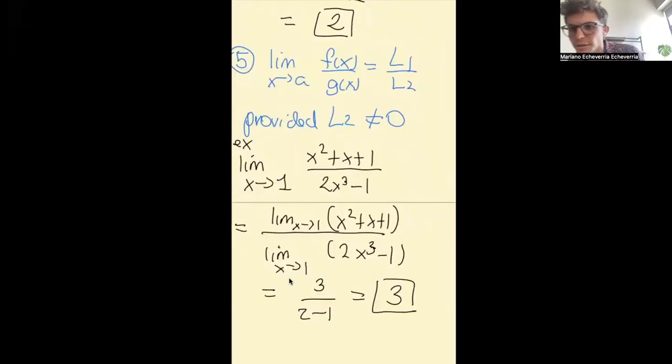Is that making sense? Any questions up to this point? Yes, they will be posted on the same announcement that I showed at the beginning of the class. Any other questions?